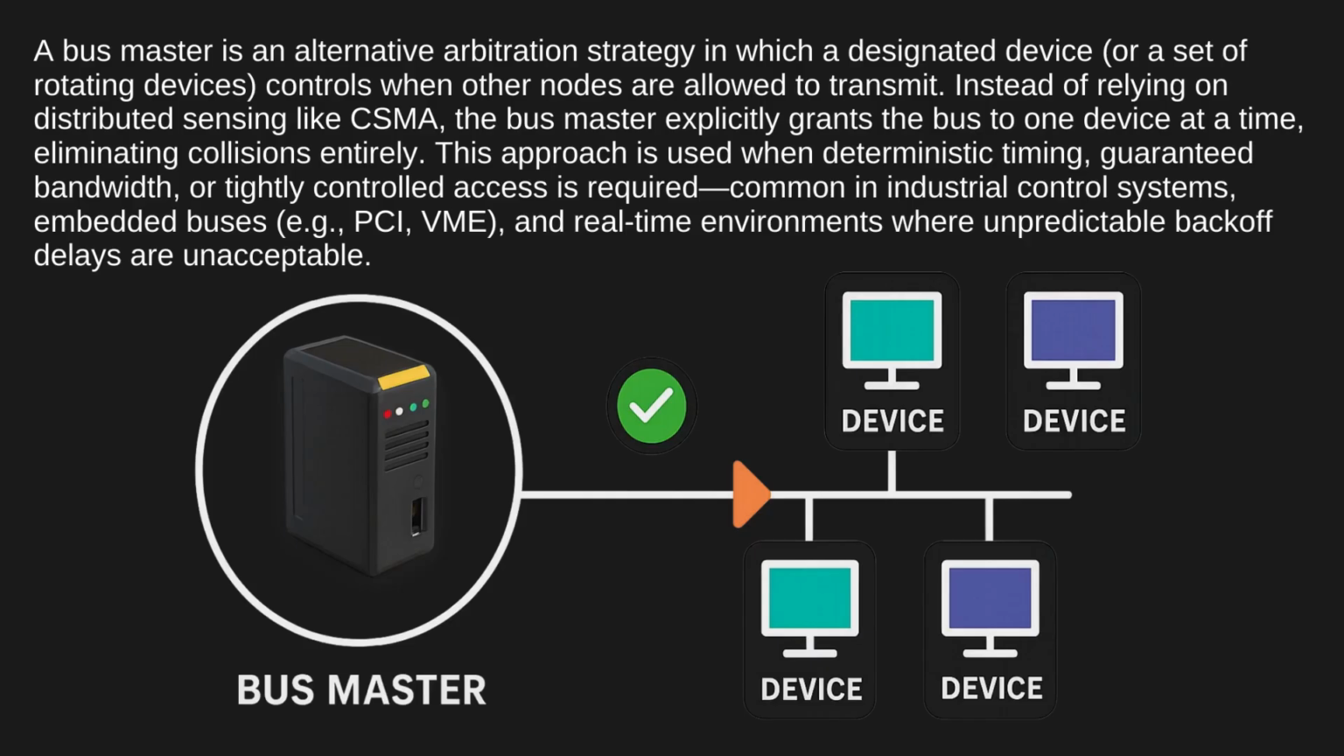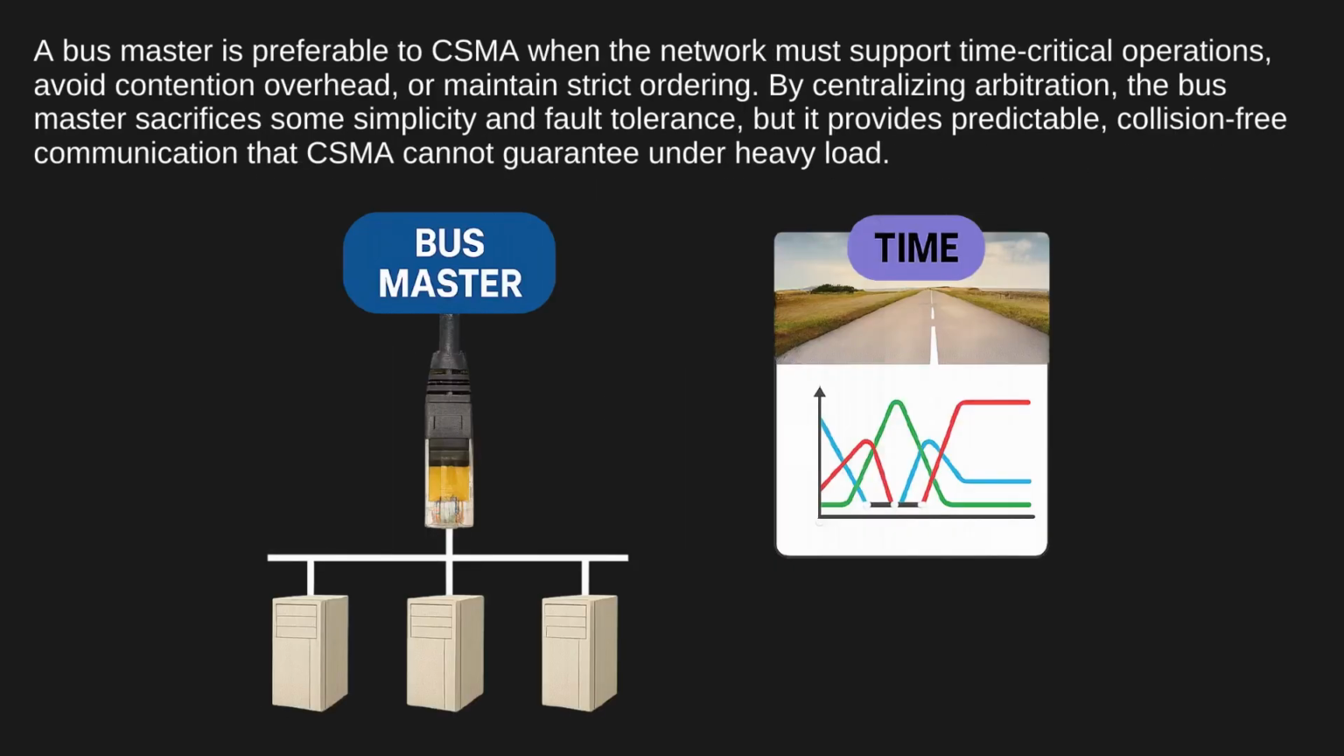It is common in industrial control systems, embedded buses, e.g., PCI, VME, and real-time environments where unpredictable back-off delays are unacceptable. A busmaster is preferable to CSMA when the network must support time-critical operations, avoid contention overhead, or maintain strict ordering. By centralizing arbitration, the busmaster sacrifices some simplicity and fault tolerance, but it provides predictable collision-free communication that CSMA cannot guarantee under heavy load.